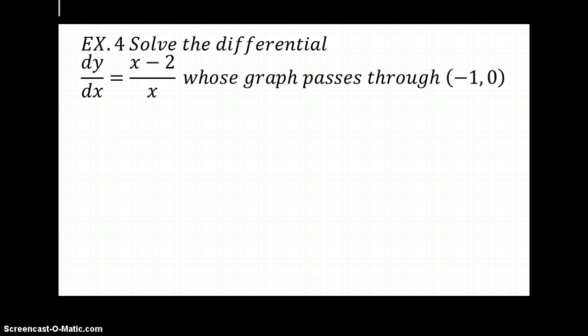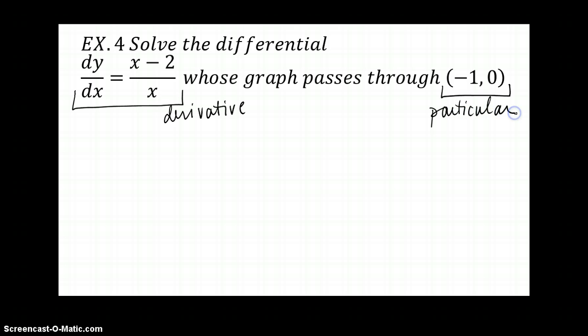Solve the differential equation dy/dx equals (x minus 2) over x, whose graph passes through (-1, 0). So we know this is the derivative. The graph passes through this point. Given a point, we're going to be able to find the particular solution. Okay, so multiply both sides by dx. Now we integrate both sides. The antiderivative of dy is y.